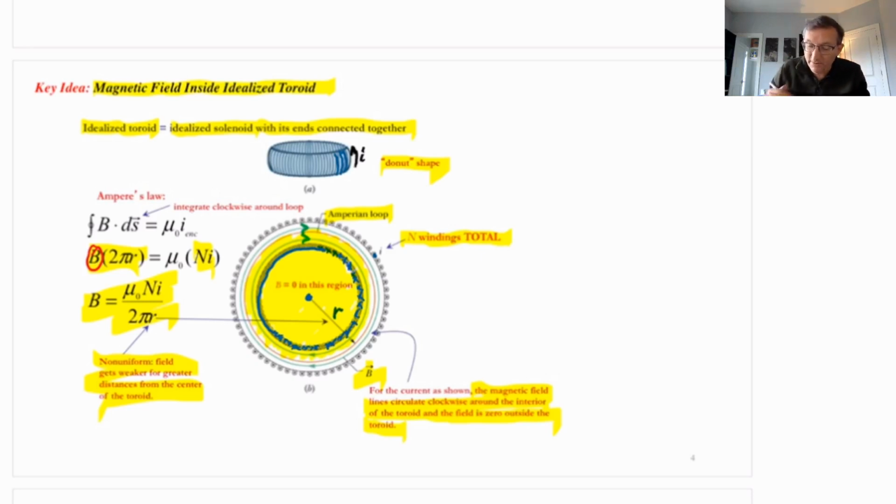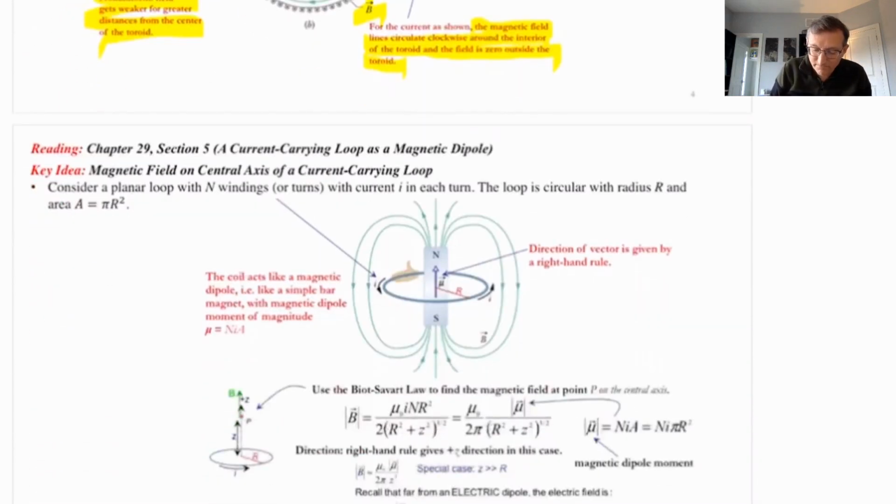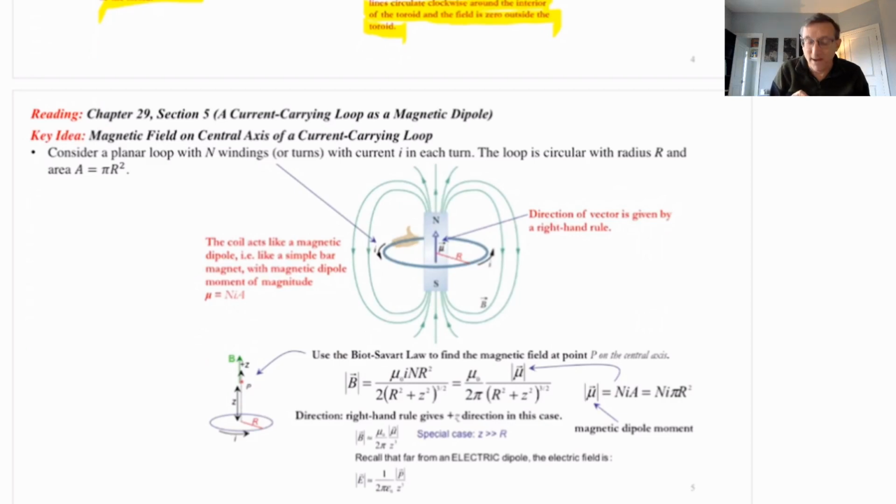So that's another very useful result that we will use: the magnetic field in the body of a toroid. Okay, there's one more section to talk about. Chapter 29, section 5.